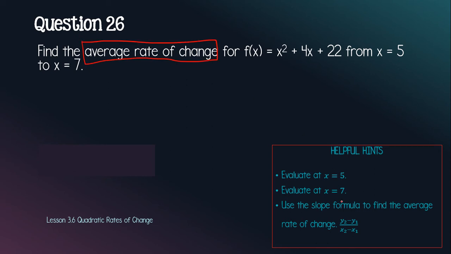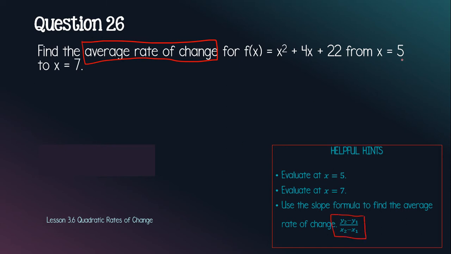which, if you'll remember, some helpful hints here, we're going to evaluate our function at x equals 5, then we're going to evaluate our function at x equals 7, and then we're going to use the slope formula to find the average rate of change. This is what we're going to do in the end to get our answer.